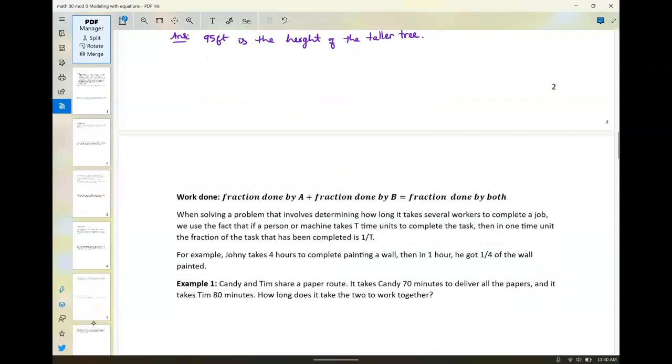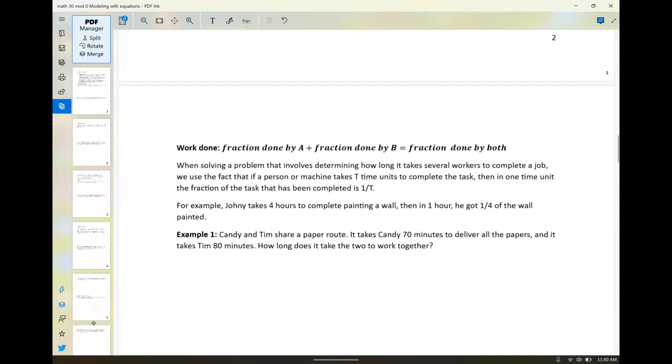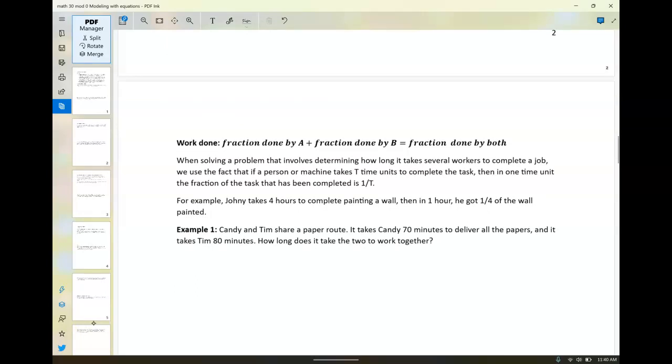The next tab we want to talk about is work done. So here we have a formula. It says a fraction done by A plus a fraction done by B equals a fraction done by both. What does this really mean?